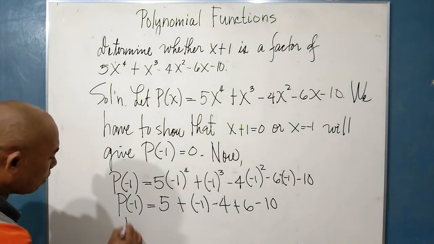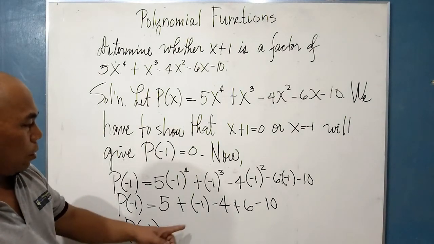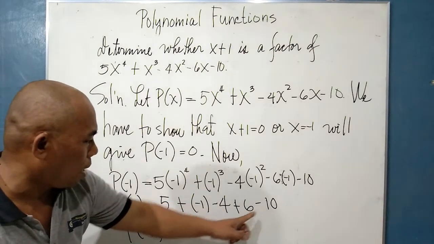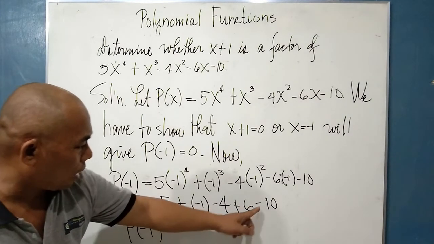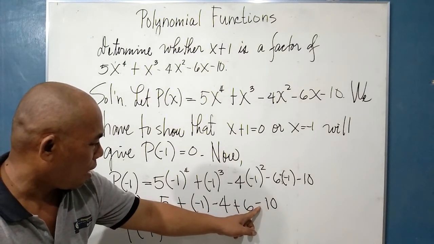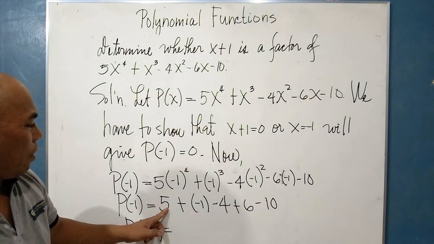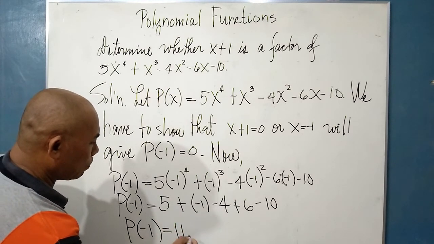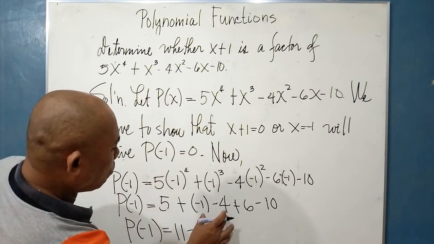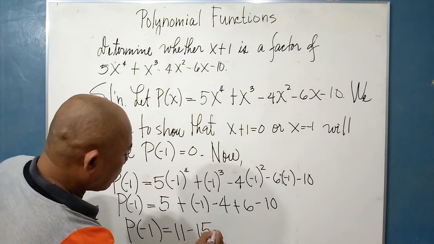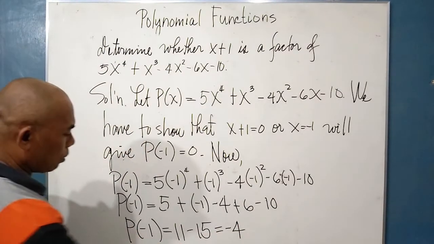Tama? Review. So, 5, negative 1, negative 4, 6, negative 10. So, what is our P of negative 1? So, atong mga negative, atong ipang-uban. So, negative 1, negative 4, that is negative 5, negative 15. Diba? Then, 5 plus 6, that is 11. So, we have 11 minus 15. So, that's equal to negative 4. Okay? So, it is equal to negative 4.